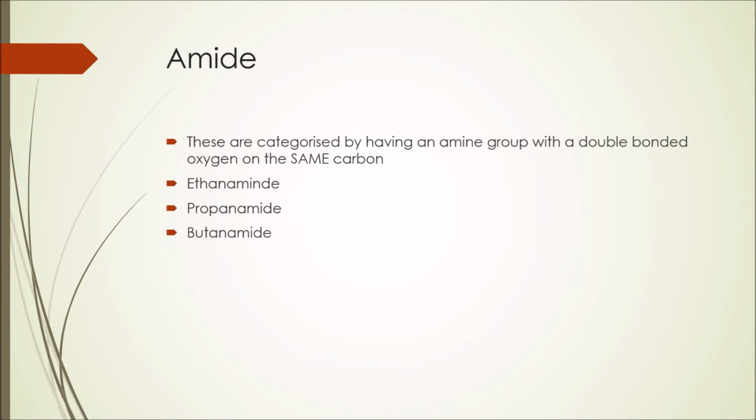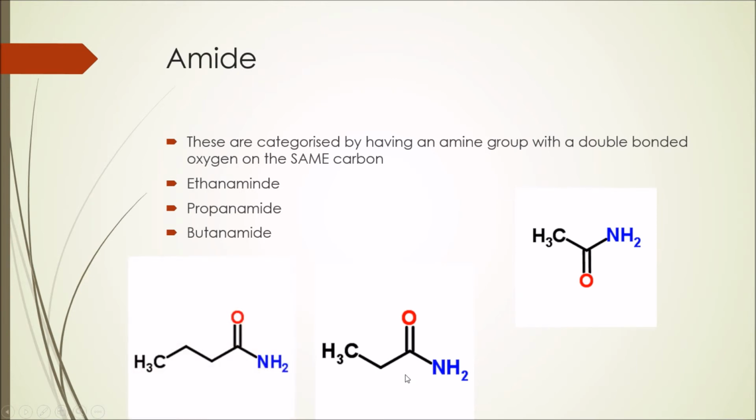Then we've got amides. So these are categorized by having an amine group with a double bonded oxygen on the same carbon. So here we've got ethanamide. So imagine that this oxygen wasn't here, it would be an ethanamine. But because we've got this double bonded oxygen onto the same carbon bound to the nitrogen, it's an amide. So 1, 2, ethan, then we've got the amide group here, so it's ethanamide. Then the same thing here, we've got propanamide. And here we've got butanamide.